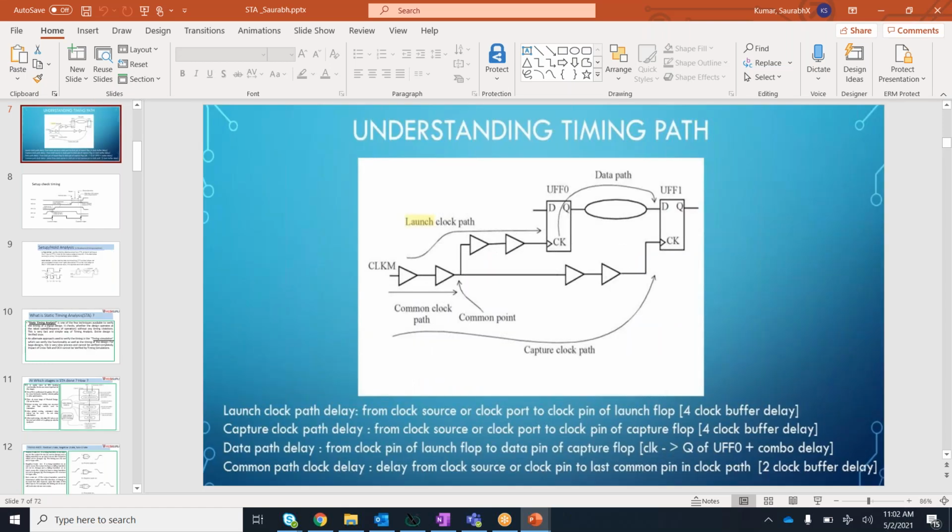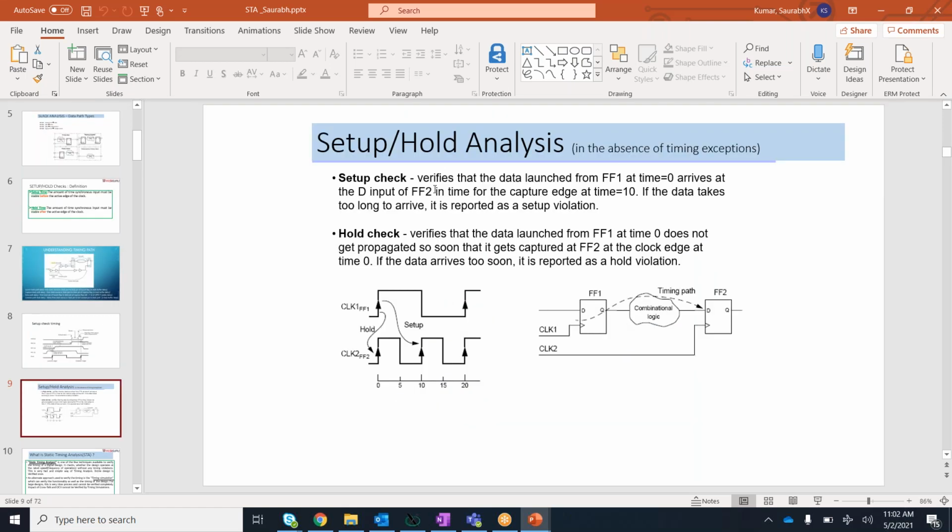This is nothing but setup check and hold check. Setup check verifies that the data launched from flip flop 1 at time t equal to 0 arrives at the D input of flip flop 2 in time for the capture, which I explained. If the data takes too long to arrive, it is reported as a setup violation.